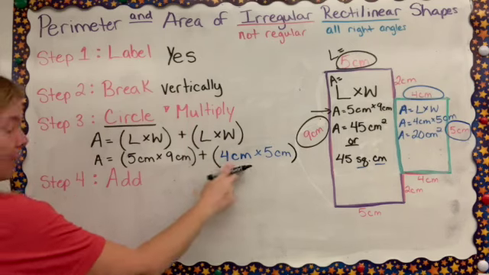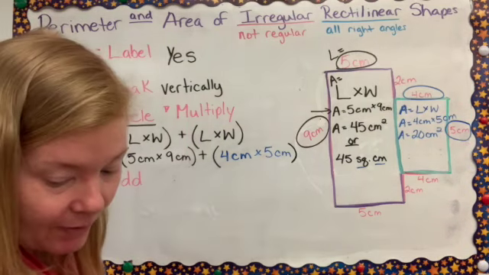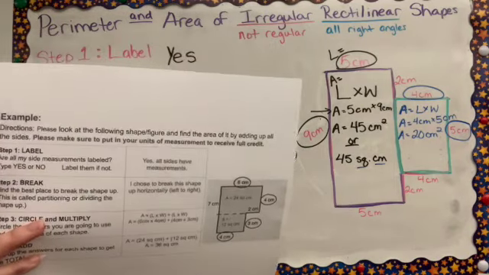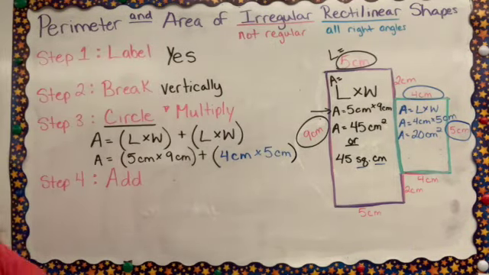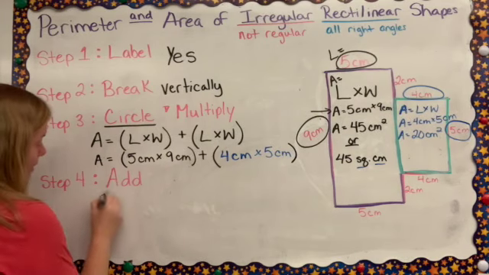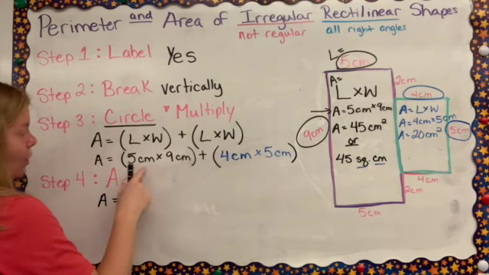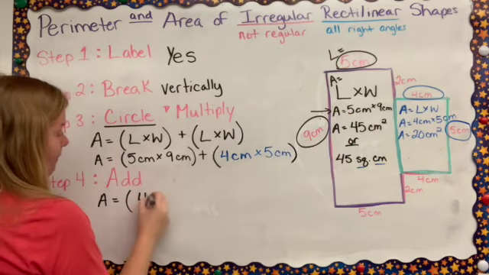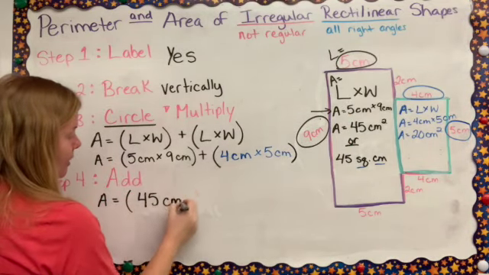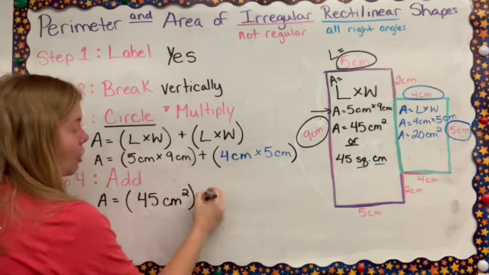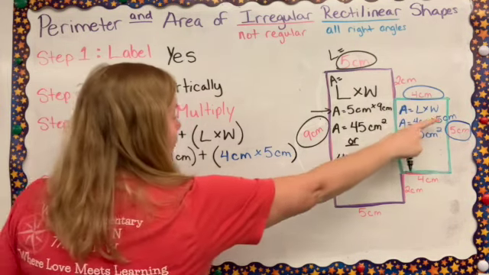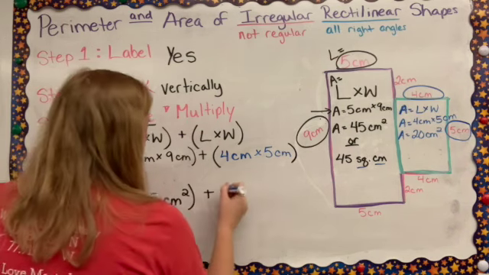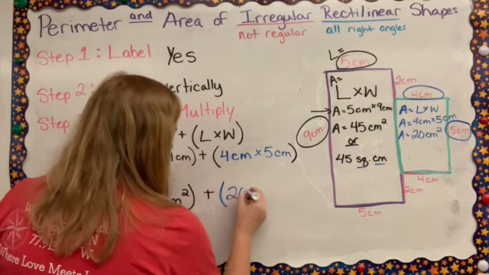My next step is to come down here. We've got our numbers that we are multiplying. We've got it set up, and we're going to go ahead and multiply, but you're going to put the answers down here. So in this next box, you're going to say area equals, what was 5 times 9? It was 45 centimeters square, plus what was 4 times 5? Yes, it was 20 centimeters square.